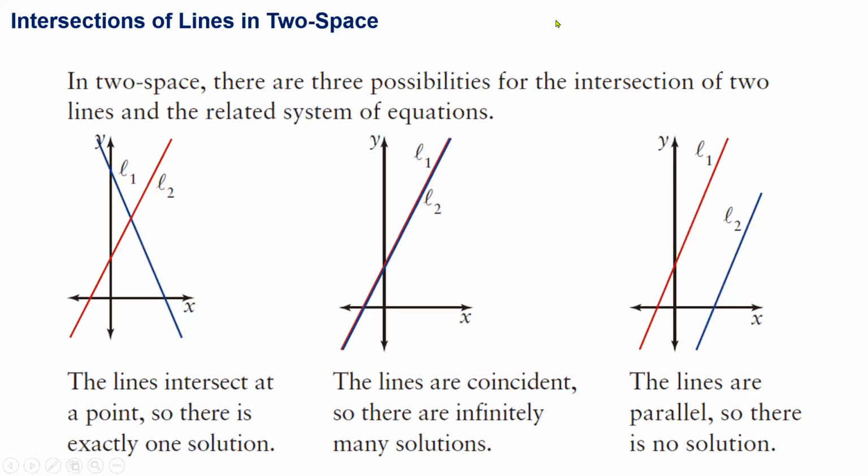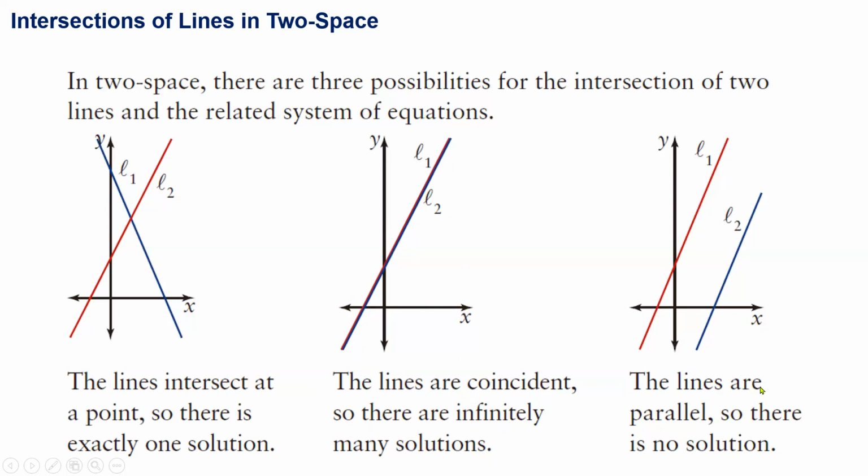In 2 space, there are 3 possibilities for the intersection of 2 lines and the related system of equations. So this is not very hard to understand, right? The 3 cases are, first, the lines can intersect at a point. So there is exactly one solution, which is shown here in the graph on the left. And the 2 lines can also be coincident, which means these 2 lines are exactly the same. So there are infinitely many solutions, which is shown on the graph in the middle.